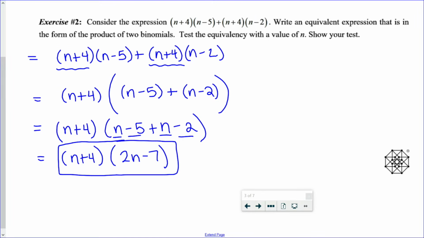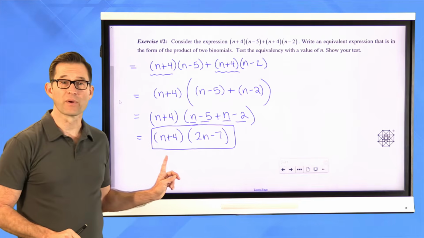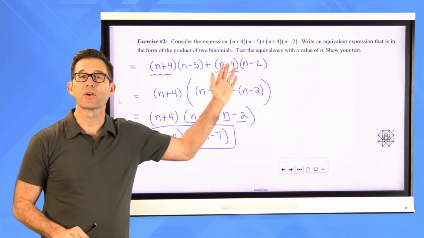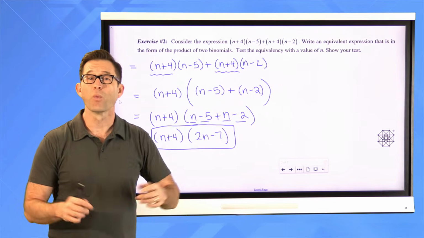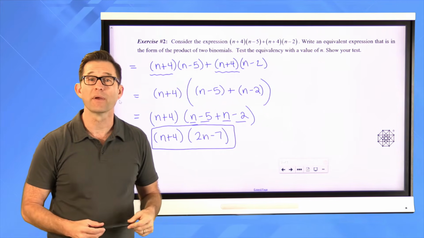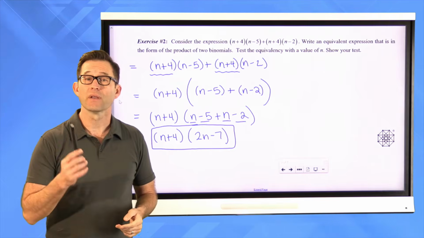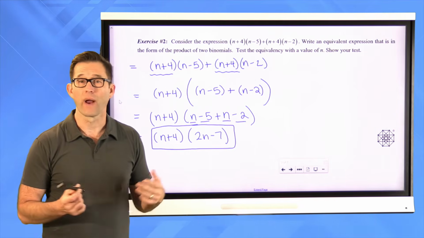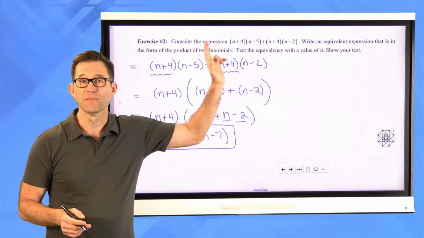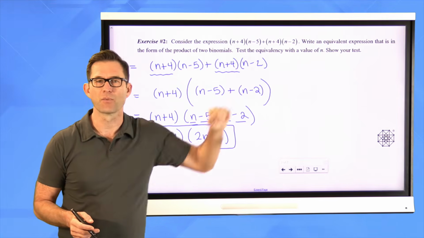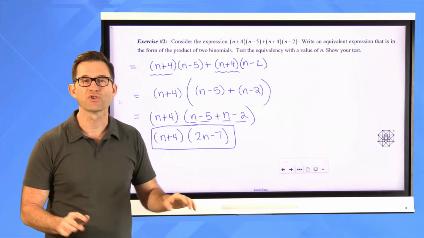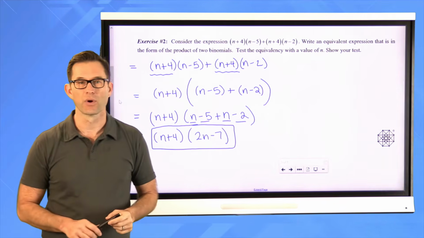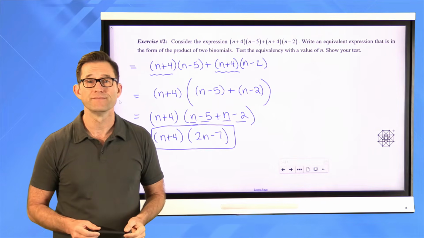So I claim that this simpler expression is in fact equivalent to this expression up here. And of course, one way to test that is by grabbing a random value of n. So I'd like you to pause the video now, grab some value of n, substitute it into this more complicated expression, evaluate it, substitute it into this simpler expression, evaluate it, and see if the two are equal. Pause the video now.